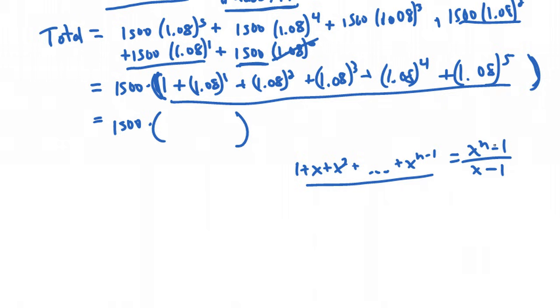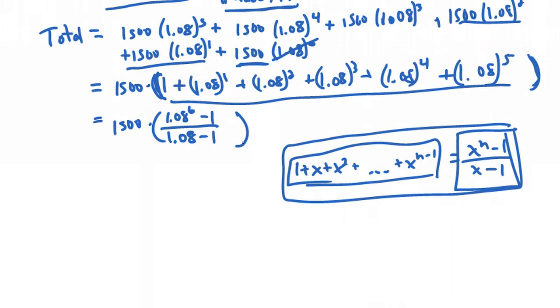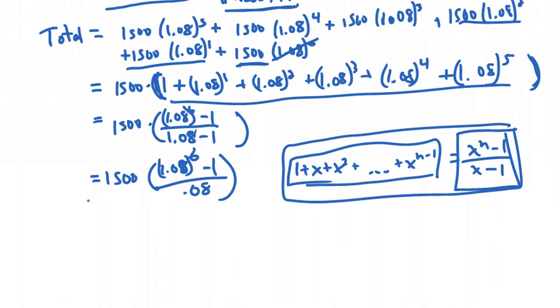So what we can say is this is equal to this. These two things are the same, so I'm going to put 1.08 to the 6th minus 1 over 1.08 minus 1. So I used this formula that we had worked out in the previous video to say that this expression is equal to this expression. Another way to write this would be 1500 times 1.08 to the 6th power, and I guess I could put that in parentheses, minus 1. Now, what is in the denominator? 1.08 minus 1, that's just 0.08.